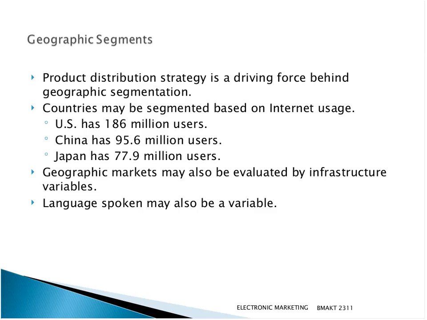Language spoken may also be a variable when you come up with the geographical segmentation. For example, if you look at a continent like Europe, the whole of Europe is sometimes smaller than a country like Saudi Arabia, slightly bigger maybe than India, or even smaller than India, but it has so many different cultures and so many different languages among those people. The language variable can be another criterion to categorize the market.